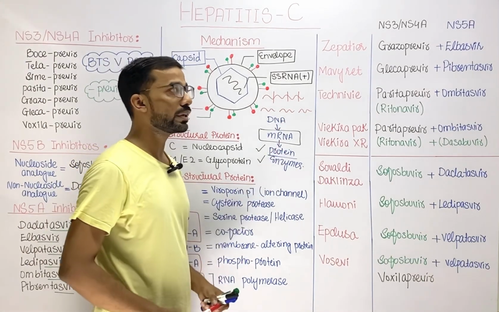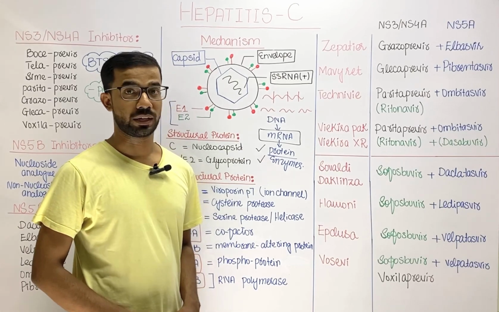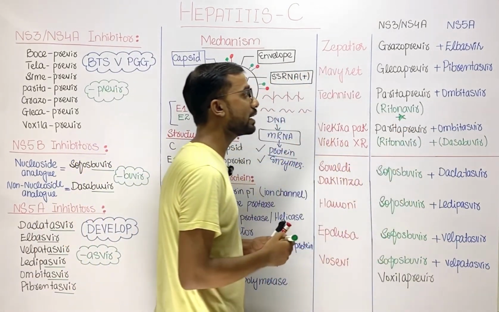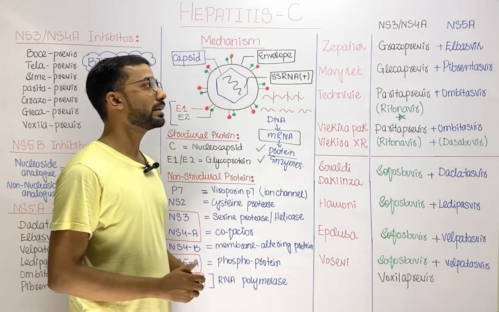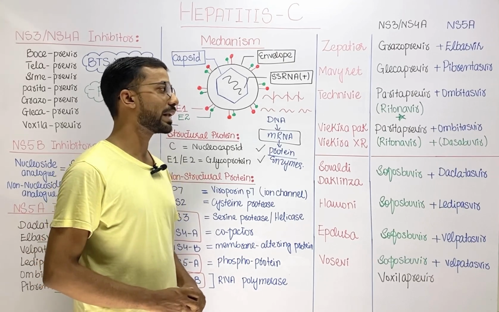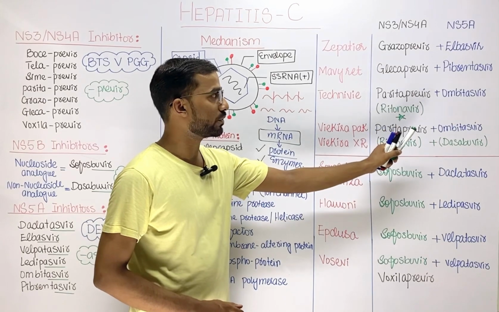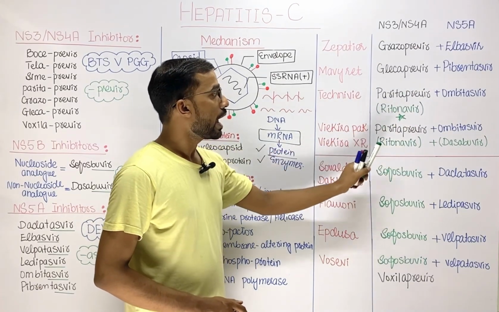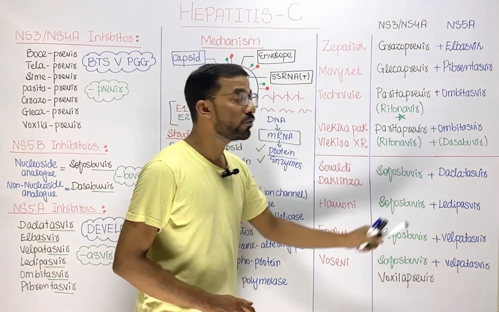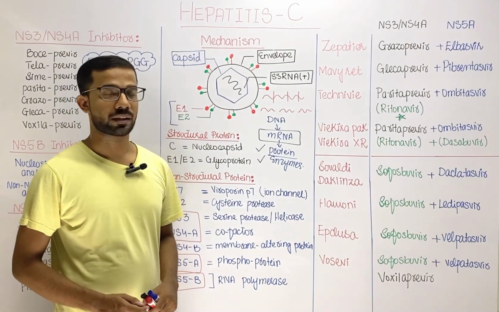Next is Technivie, and in that case you will see paritaprevir and ombitasvir. Along with that, an important thing is that ritonavir is a booster of paritaprevir. Next are Viekira Pak and Viekira XR. In that case, you will see the combination of paritaprevir, ombitasvir, which will be the same as the previous one, and ritonavir, which will also be the same. And dasabuvir is an additional drug added in this Viekira Pak.